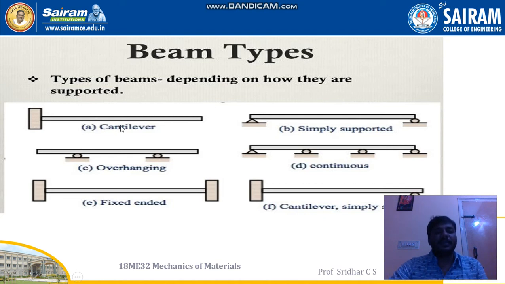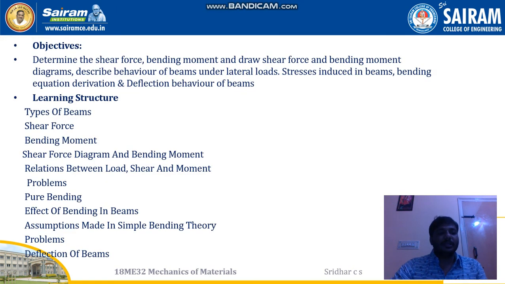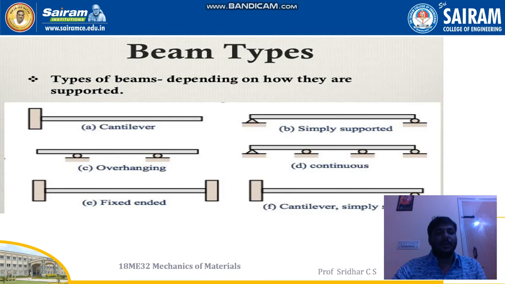First, the cantilever beam. The cantilever beam is a beam which has support on only one side, and the other end is kept free, what we call a free end. No support is there on the other end. Only one end is completely fixed and the other end is kept free.